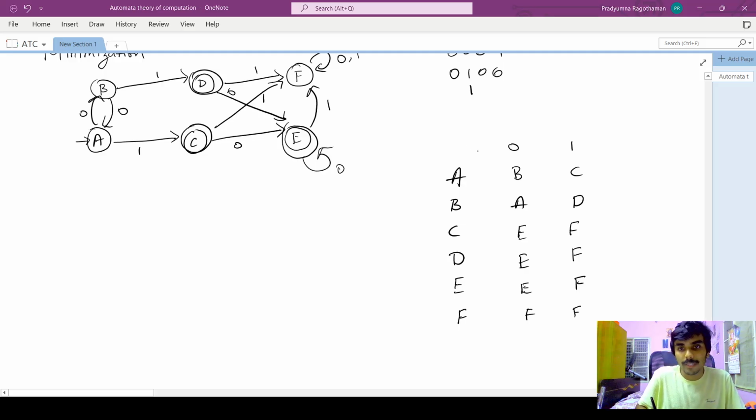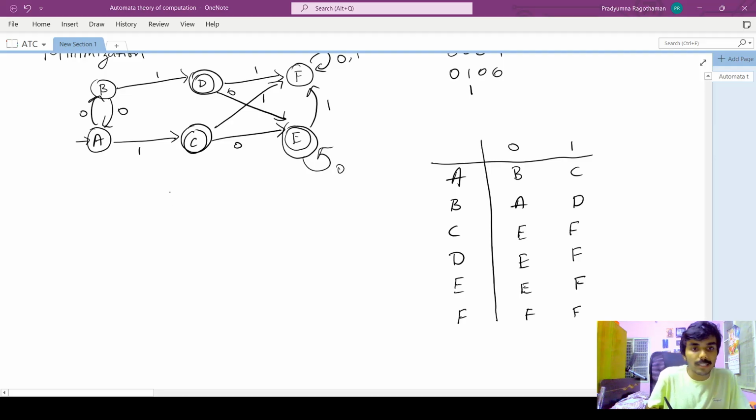I have already converted this automata into a transition table so that it will be easy to implement the table filling algorithm. Let's start with the table filling algorithm here. In the table filling algorithm, we construct a table like this. Let's start with B, C, D, E, F, and here let's start with A, B, C, D, E.